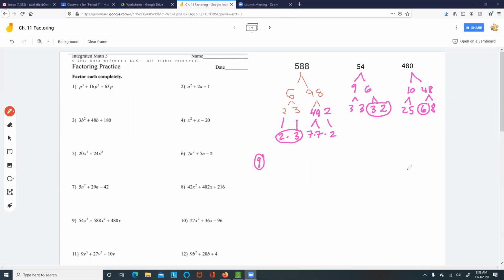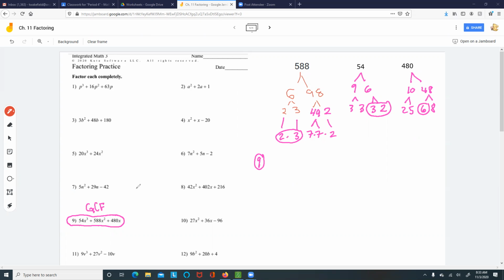Okay, so somebody asked about number 9, how to factor this problem right here. It's a trinomial, so it's just like a quadratic, except it has an x term in every one of these terms. So you want to take out an x, and then you want to take out the greatest common factor of 54, 588, and 480. And to find that, you have to factor those three numbers.